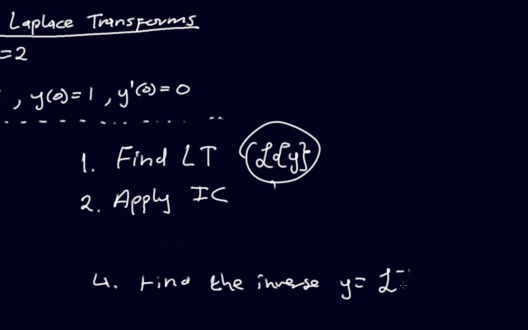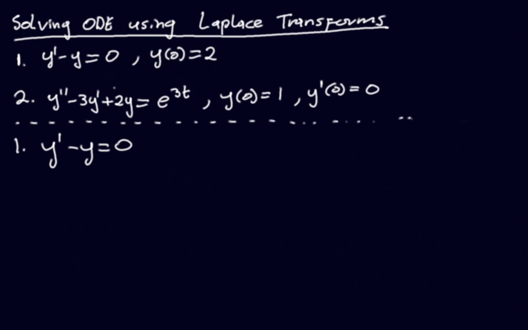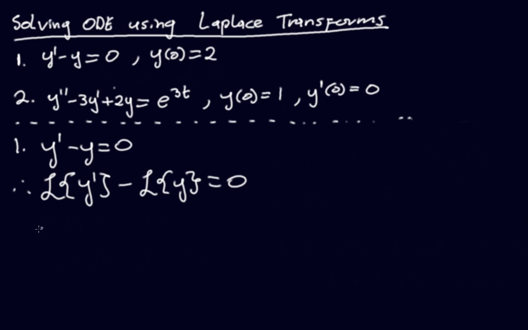Let us try to perform these 4 steps in solving these problems and see what the solutions are. We start with the first one. You have to find the Laplace of this first derivative, and then the y, equal to 0. The Laplace of the first derivative is simply, I will use a p. Some books use an s. I'll use a p here.